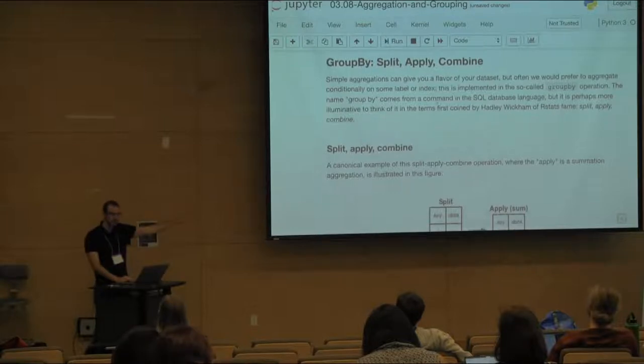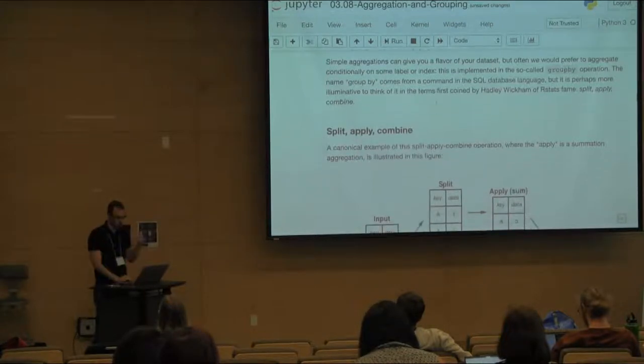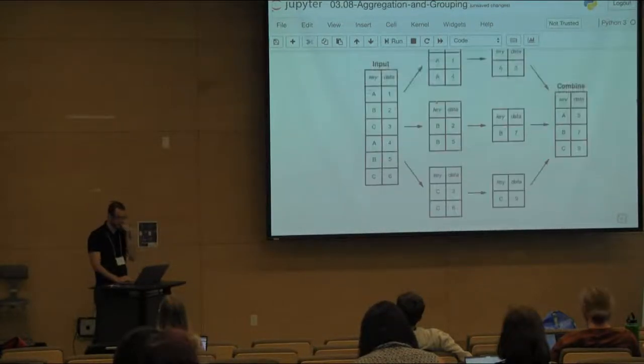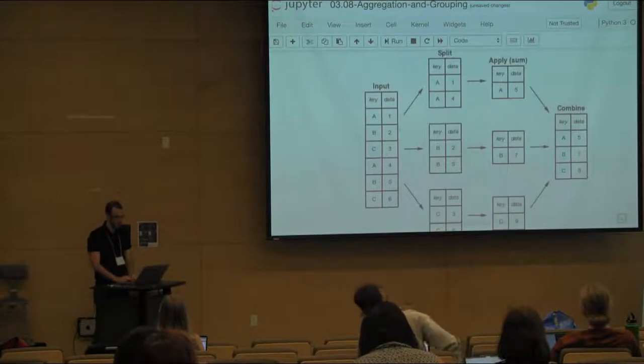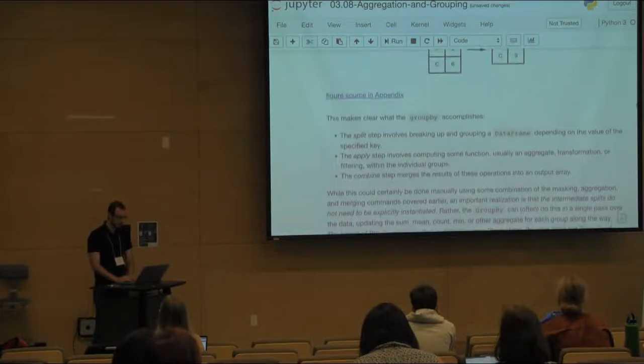If you master this, you will find yourself writing a hell of a lot fewer for loops, and you will probably have a lot fewer errors in your code, and your code will be much, much shorter, as you'll see in a second. Here's a schematic description. You start out with this input, and you split it by the key, and you have now these three subsets. You apply the sum operation to each one, and then you bring them back together.